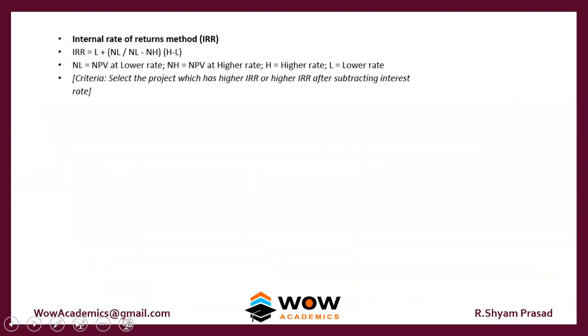We move on to the next one. So this is called the IRR method. So the IRR formula works like this: L plus NL over NL minus NH, into H minus L. So when we do the problem, we can understand it. So here is the explanation. NL refers to NPV at lower rate, NH refers to NPV at higher rate, H refers to higher rate, and L refers to lower rate.